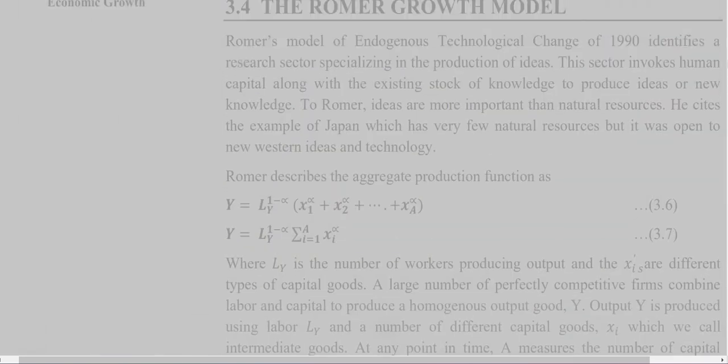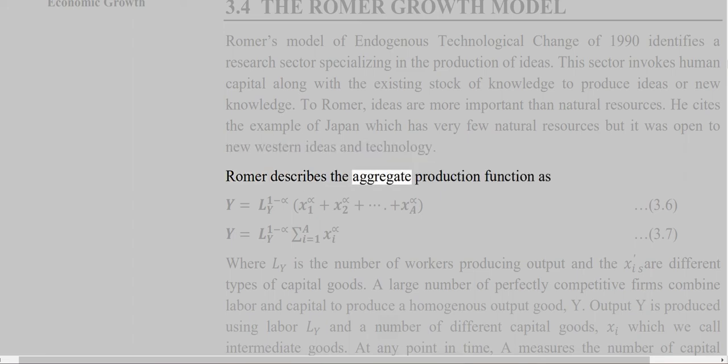Economic growth 3.4, the Romer growth model. Romer's model of endogenous technological change of 1990 identifies a research sector specializing in the production of ideas. This sector invokes human capital along with the existing stock of knowledge to produce ideas or new knowledge. To Romer, ideas are more important than natural resources. He cites the example of Japan, which has very few natural resources, but was open to new Western ideas and technology.